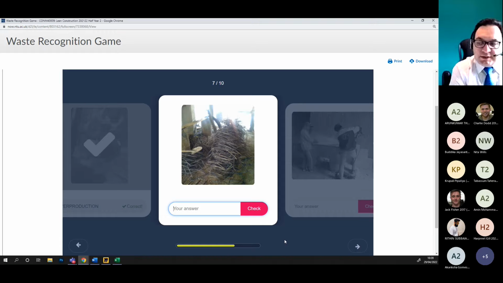So these are column braces. Yeah. What type of waste is this one? Steel components we use for concrete columns. Yeah, we have vertical bars and then we tie them with these braces. What type of waste can you see here in this picture? Defects.